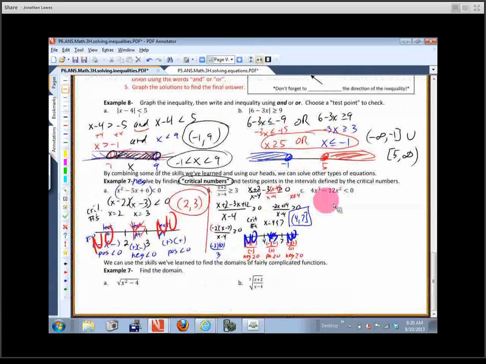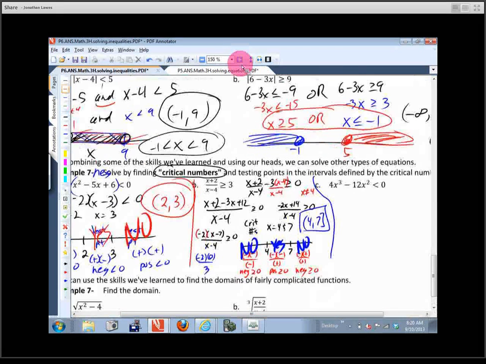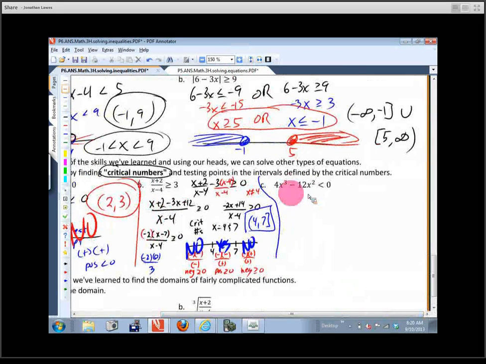Okay, let's take a look at this one right here. Luckily, this one's a little bit easier. Can somebody tell me why this should be a little bit easier? What's that? What'd you say, Tony? You sure? What can we do with this?